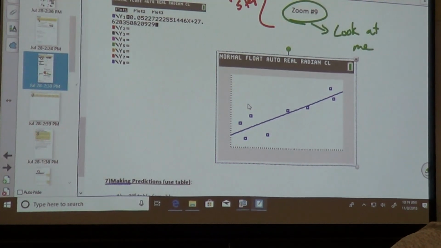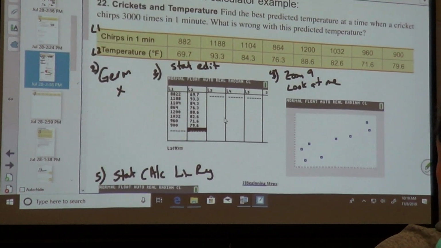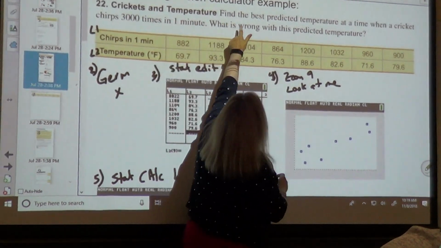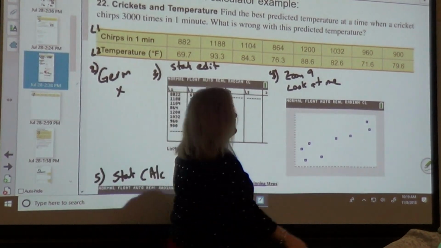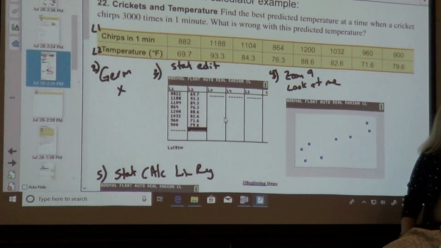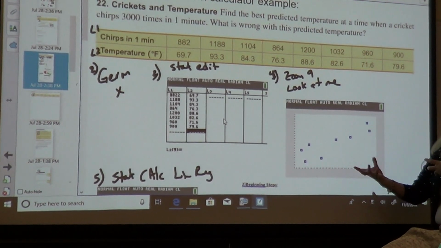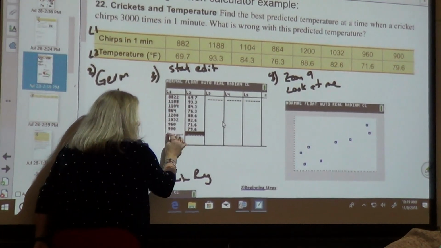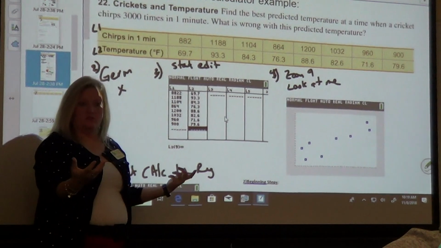Last thing. We want to make a prediction, and if we look back at the very beginning of the problem, all of these were chirps, and it says, what is the prediction if a cricket chirps 3,000 times? So if it chirps 3,000 times in a minute, what should the temperature be based on my data? I want to put 3,000 here under the chirps, and I want to know my temperature.